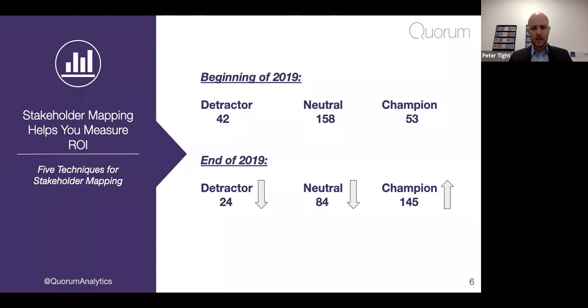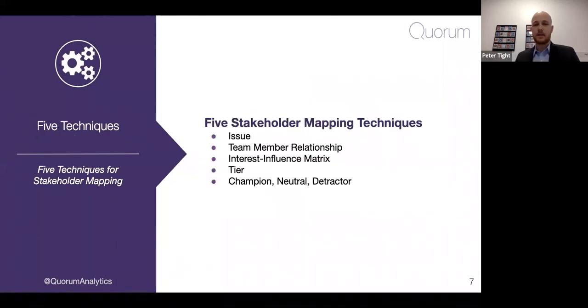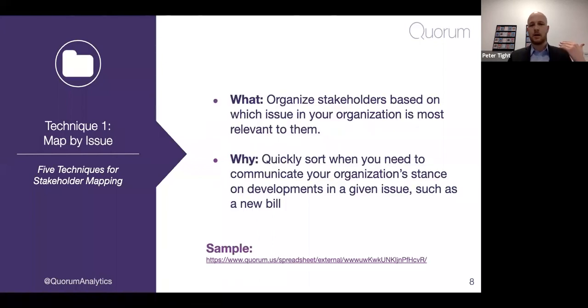So now we're going to go over 5 stakeholder mapping techniques, including mapping by issues, by team member relationships, looking at an interest and influence matrix, tiering your stakeholders, and then mapping your stakeholders by relationship sentiment. So first things first, the first of our 5 techniques here is mapping your stakeholders by issue.